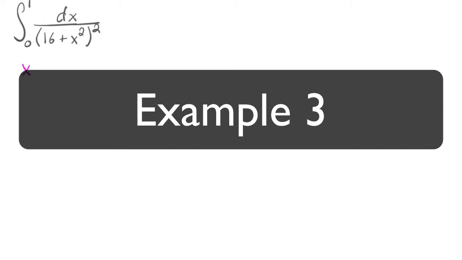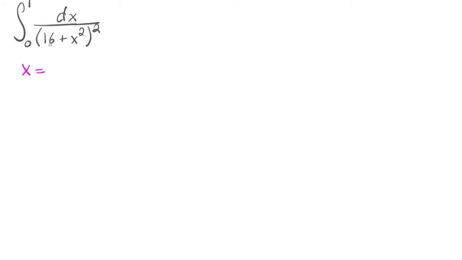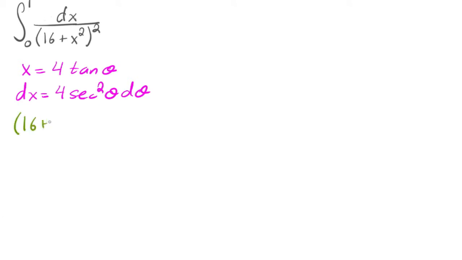Okay, so in this case, because we have a squared plus x squared, we're going to let x equal 4 tangent theta. And then we find dx, which is going to be 4 secant squared theta d theta. And then we are going to figure out what 16 plus x squared changes to. So we're going to make this substitution.